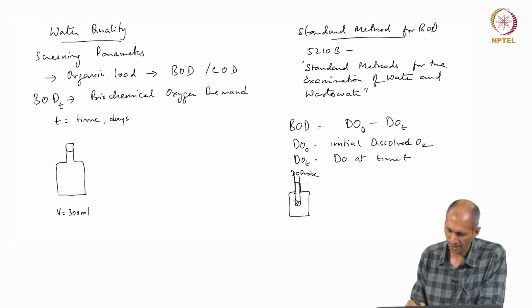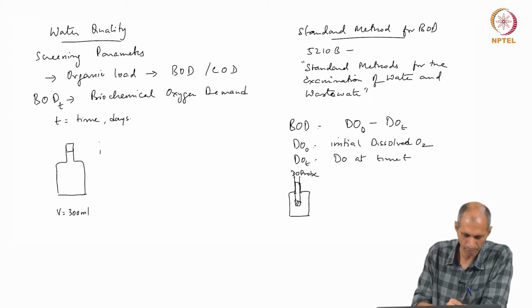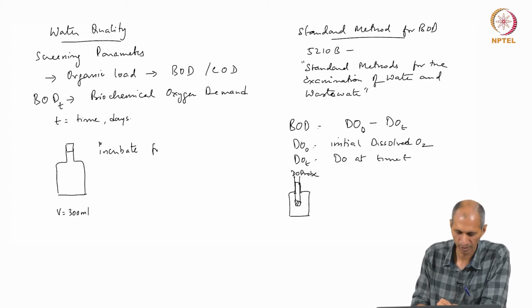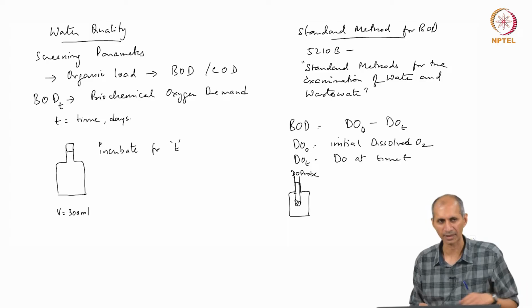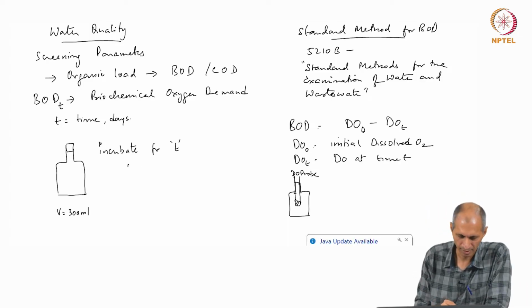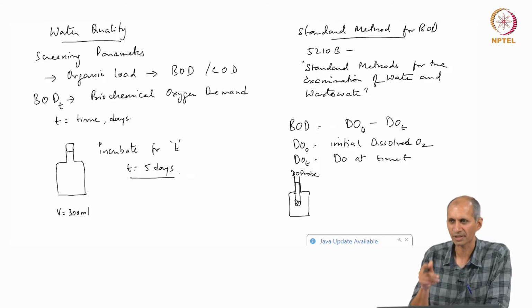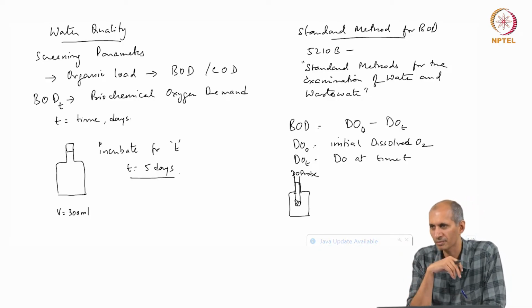Okay. So, once you do the initial measurement, you take the BOD bottle and incubate it for T, whatever time T is. Typically T is 5 days in the standard method. Now, this is not set in stone, it is not a fixed thing, because it can vary from waste to waste, depending on the composition of the waste.